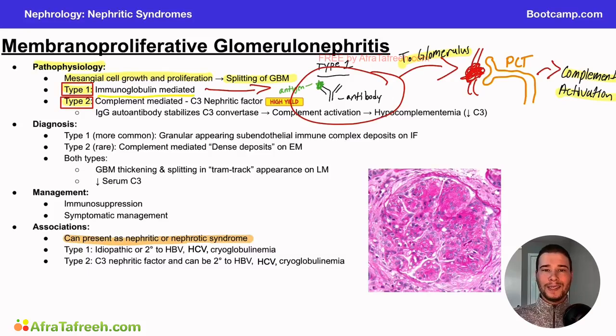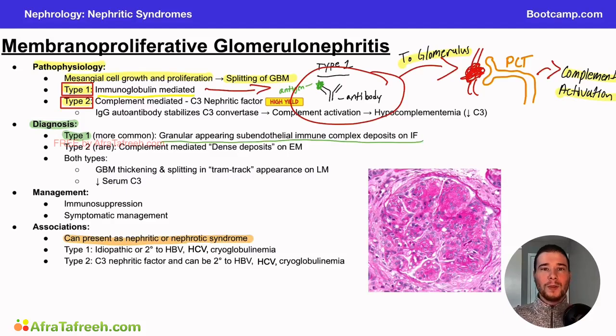These immune complexes can then deposit in the filtration barrier, specifically the glomerular basement membrane, which is important to know for when we look at the diagnosis portion. We can see that in type 1, which is the more common of the two, we would see granular appearing subendothelial immune complexes on immunofluorescence.